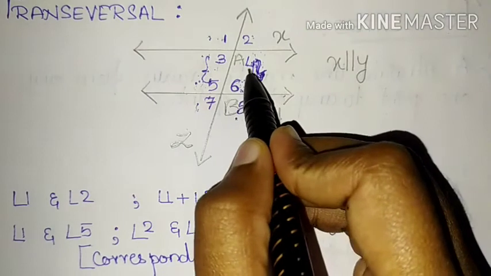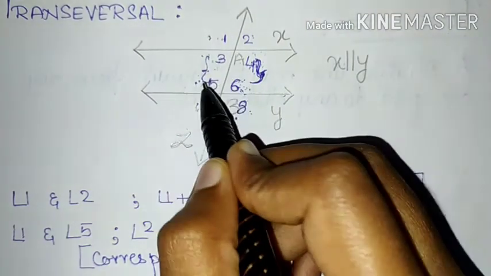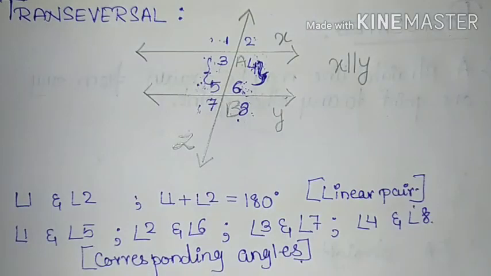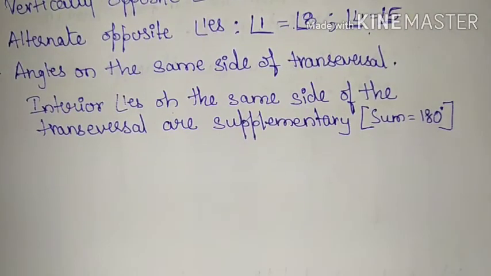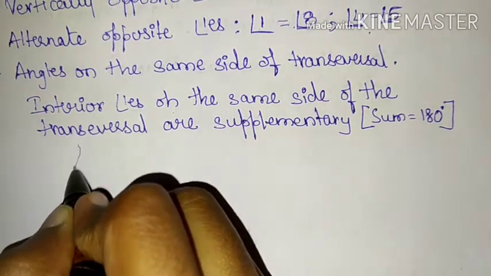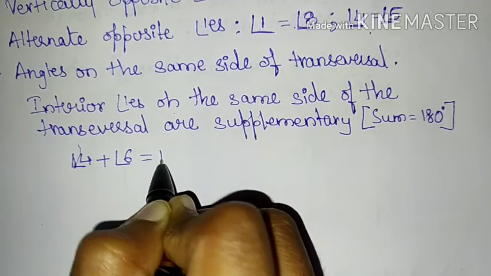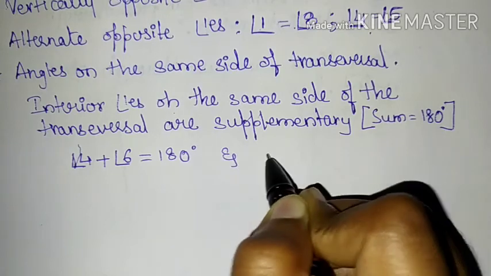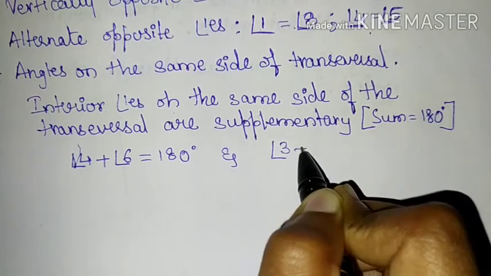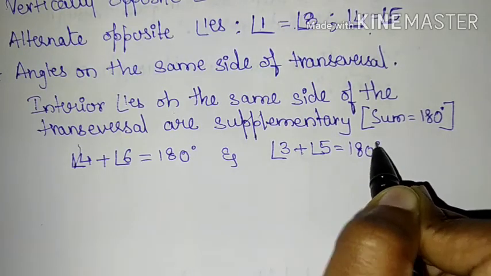So either angle 4 plus angle 6 must be 180, or angle 3 plus angle 5 must be 180 degrees. Since we have been told that x is parallel to y, since we know that the lines are parallel, we can confidently write that angle 4 plus angle 6 is equal to 180 degrees, and similarly angle 3 plus angle 5 is equal to 180 degrees.